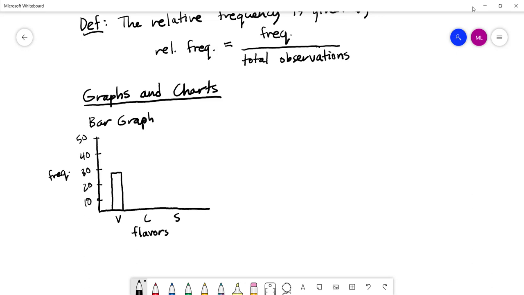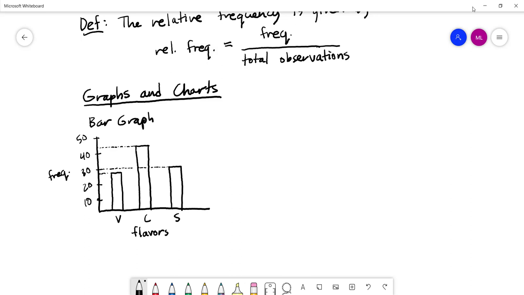So there's vanilla. For chocolate, we said it was 43. Needs to go up to, there's 40-ish, 43 is going to be a little bit higher. So that has a height of 43, right? So the idea is the height of the bar corresponds to the frequency. And strawberry was right at 30. So if I draw that one, it's a little bit taller than the one for vanilla, and it would come all the way out to here. Okay, so that's where we get the heights.